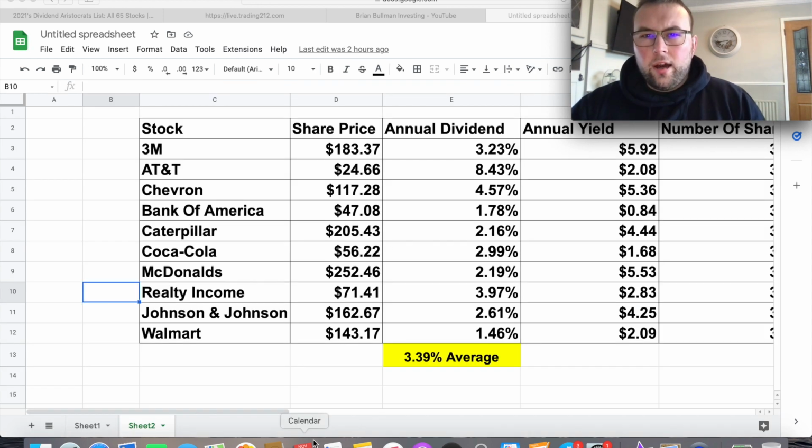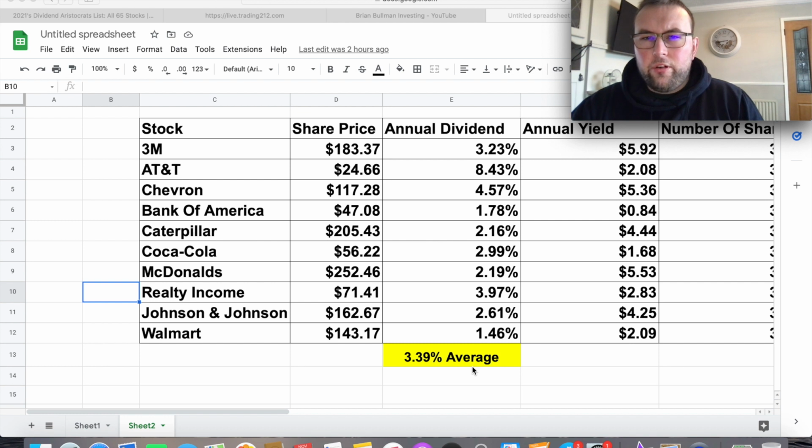Okay, so earlier on I constructed a very basic portfolio Excel here of 10 dividend stocks across different sectors. Now we have various dividend paying stocks here ranging from about 8.4% all the way down to about 2%. So there is a broad array or mix of different aristocrat stocks here as well, which gives you an overall accurate feel. And you can see at the bottom here as well, you have about a 3.39% average dividend payment.